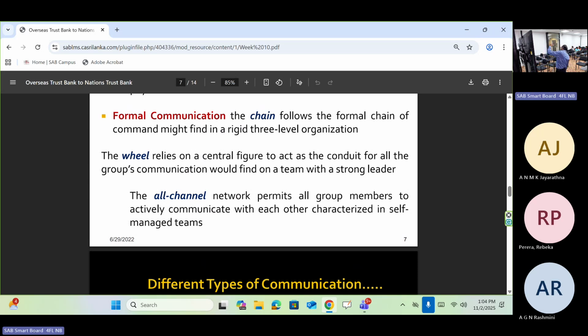Right. That's how the formal informal classification can be used to identify types and examples of organizational communication.